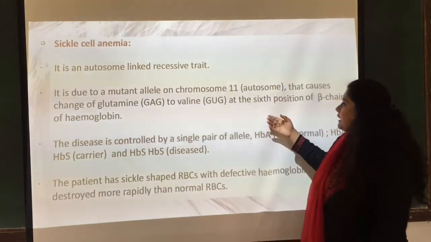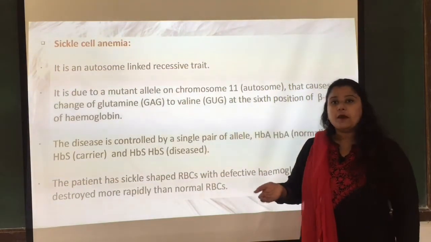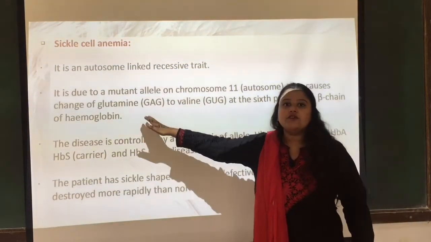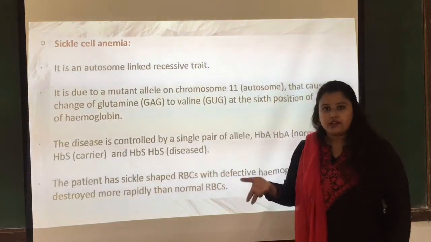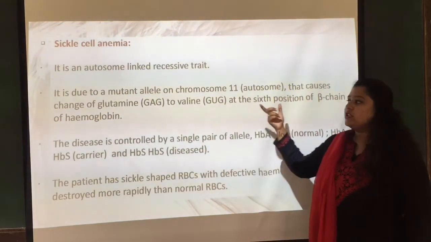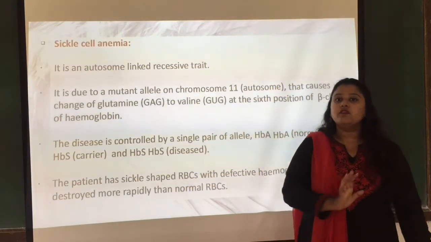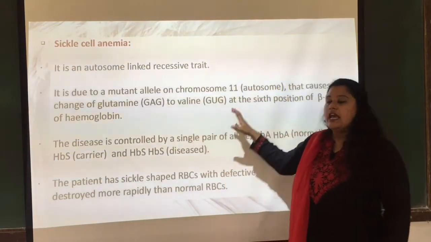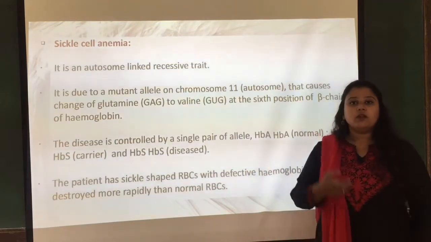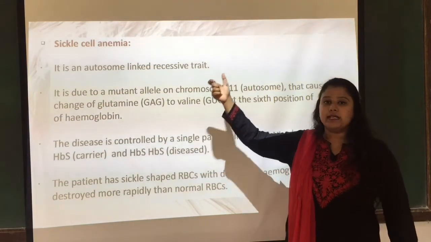Glutamine. But instead, when the mutation takes place, what happens? Instead of glutamine, what is present? Valine, right? So at the 6th position, glutamine is not present, but instead of glutamine, valine comes. And this creates a particular disease which is known as sickle cell anemia.